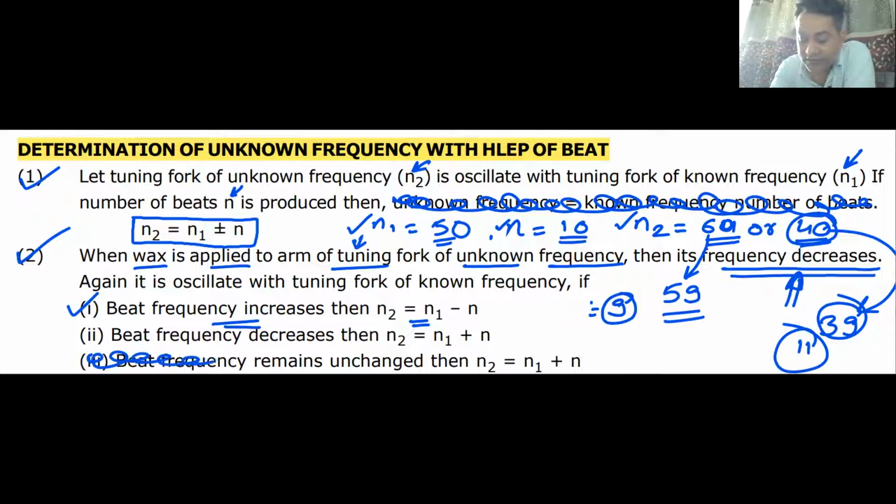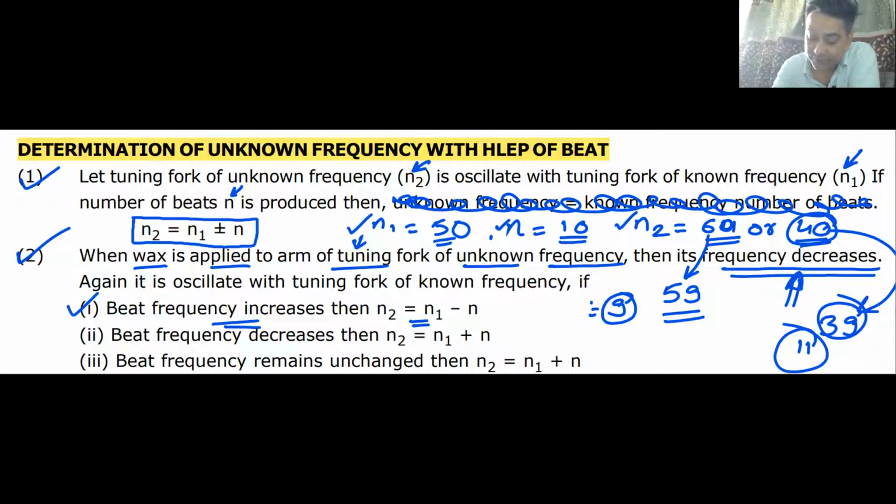Do we understand this? Yes or no? That is how you will remember this. If you can't remember the formula, you can just apply this common sense.